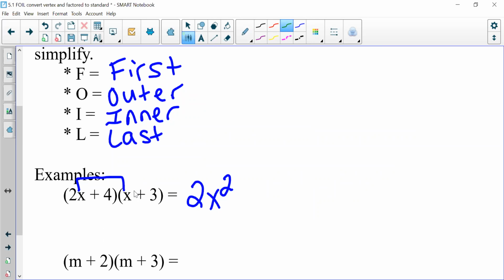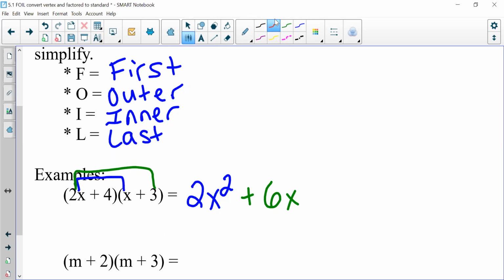Now we're going to multiply the outer terms. What terms are on the outside ends of each bracket? 2x and 3. So basically we're looking at the extremes here. The 2x is the outer term of this bracket, and the 3 is the outer term of that one. So basically the ends. What's 2x times positive 3? 6x. Good. A positive 6x, they're both positive.